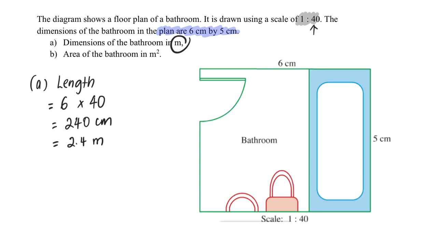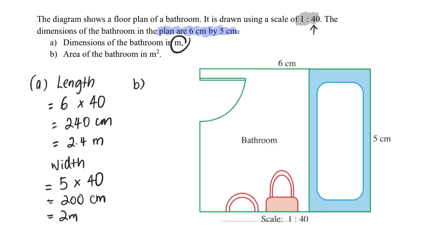Same goes for the width, which will be equal to 5 cm multiplied by 40, 200 cm, 2 meters.